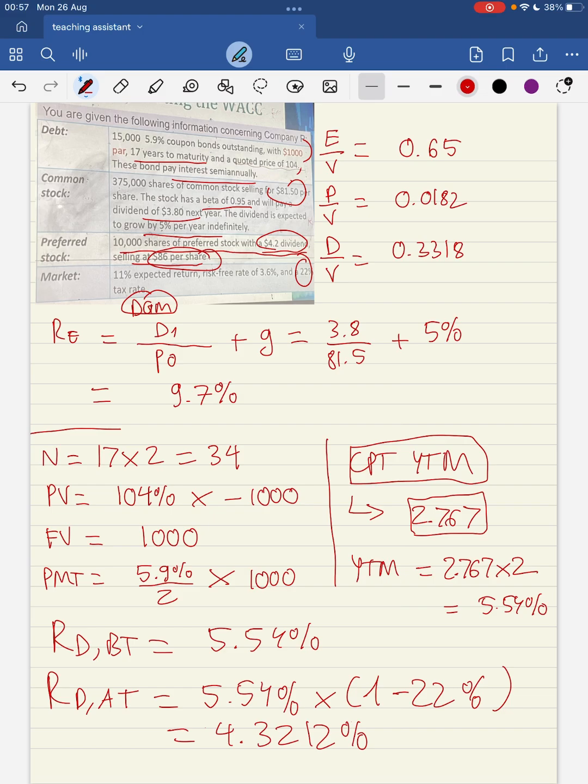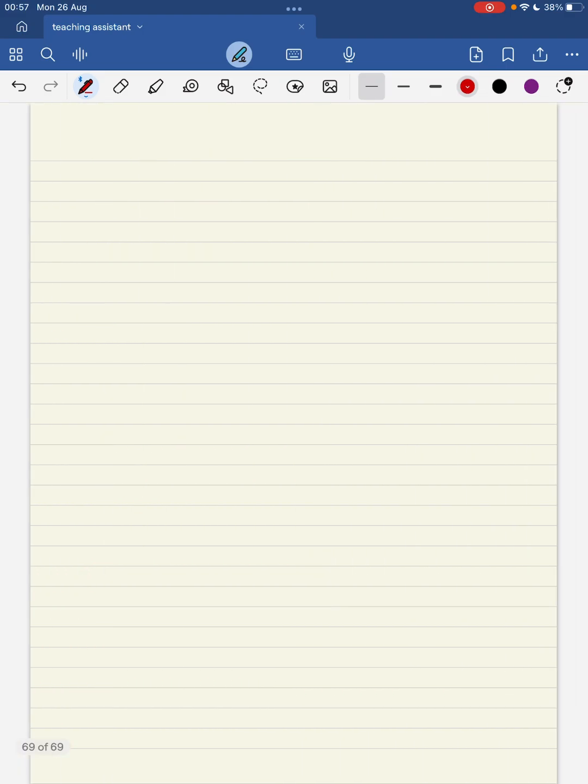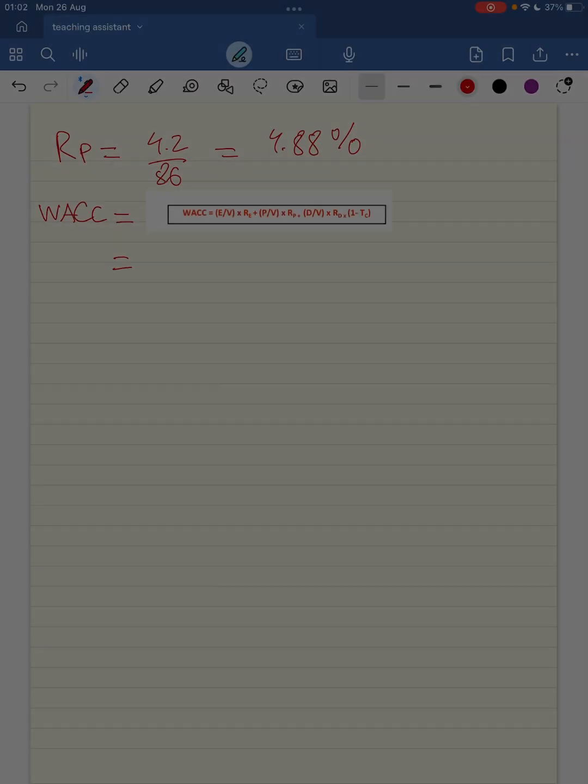How about the cost of preferred stock? As we can see, the preferred stock has a $4.2 dividend and is selling at $86 per share. So we just simply take the dividend divided by the price of the share. So the cost of preferred stock, RP, will be equal to 4.2 divided by 86, equal to 4.88%. Now that we have found all the components for the WACC, we can easily compute it.